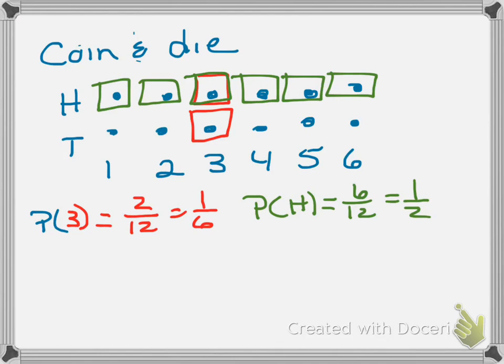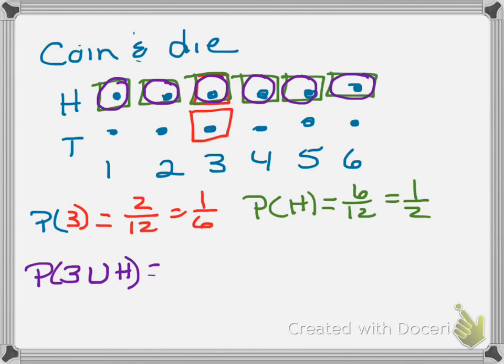Let's go to purple. What is the probability of getting a 3 or a head? Here's the head, here's the head, here's the head, here's the head, here's the head, here's the head. Now I said a 3. Here's a 3, here's a 3. How many circles did I color? Do you see that I colored 7 out of 12? All right?